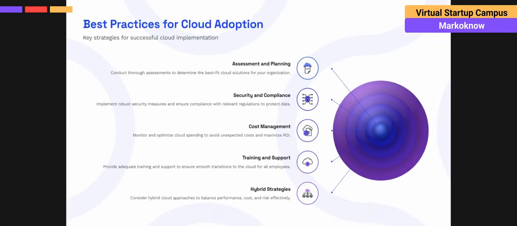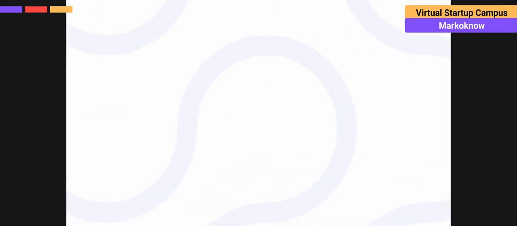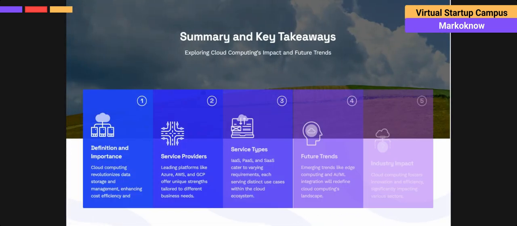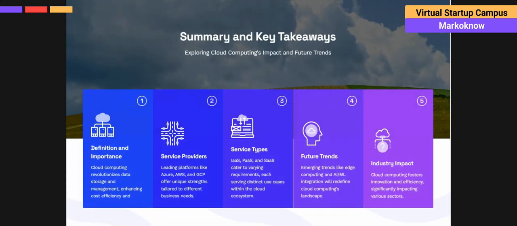Okay, so for best practices, you can do assessment and planning, how this is going, and this is the step you can take from a business perspective in cloud computing, then training, support, and hybrid strategy. Yeah. Okay, these are the summaries and key points. You can go through them because all the things remain the same. I'm not going to repeat all the things about the industry impact.